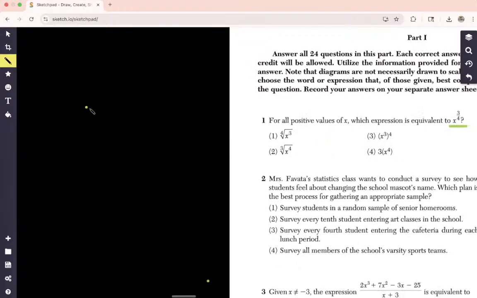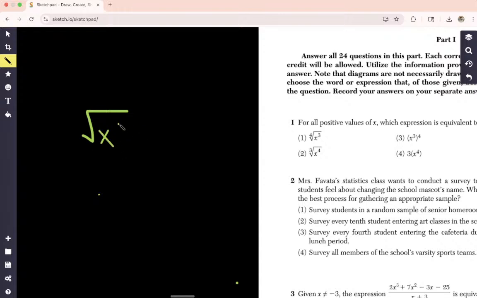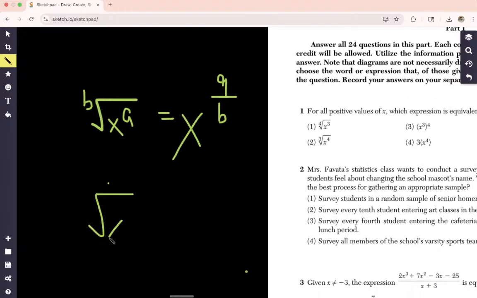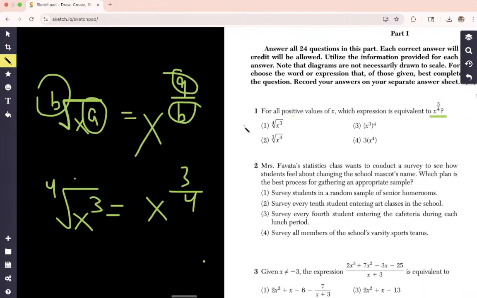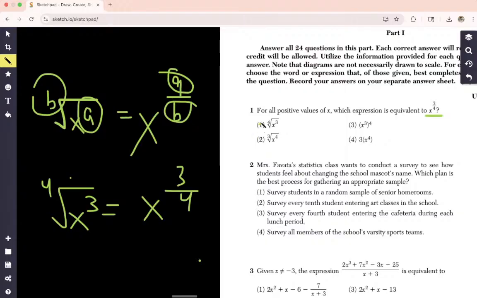Now, what you gotta know is that if you have x to the a and you're taking the bth root of it, this becomes x to the a over b. So, for example, if we have x to the third power, and we're taking the fourth root of that, this is going to turn into x to the 3 over 4 power, right? Notice how the power goes up in the numerator, and the root goes in the denominator. I kind of already just did this problem, but it's going to be equal to choice 1.